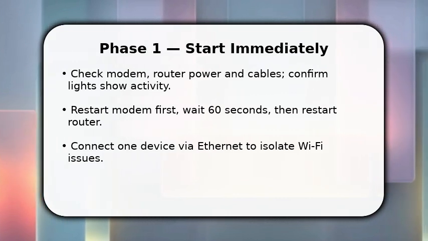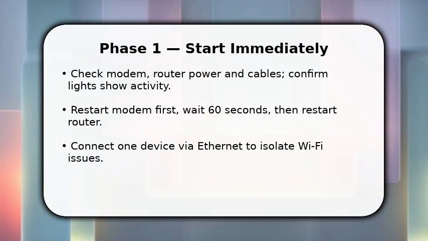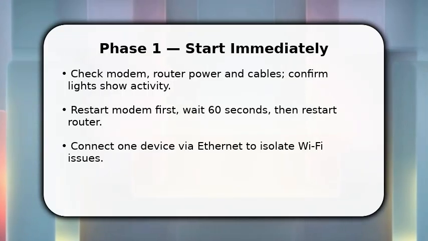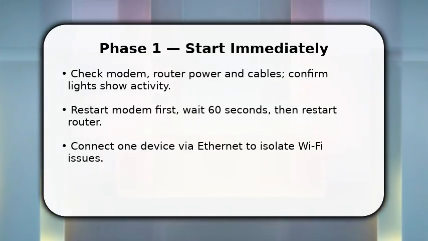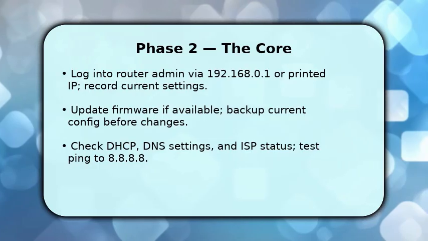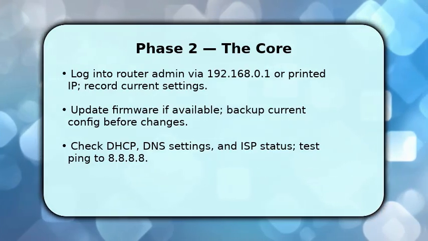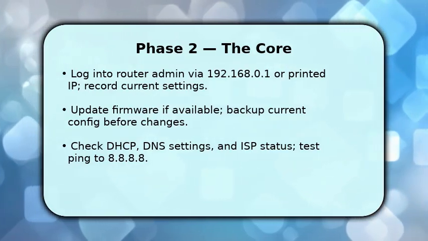You now dig into configuration. Open the router admin page at the printed IP and record the current settings so you can revert if needed. Once backed up, check for firmware updates and apply them when recommended. This often resolves stability bugs.